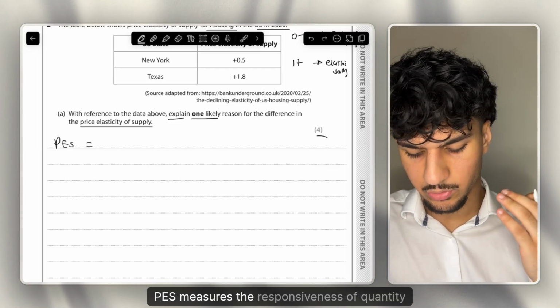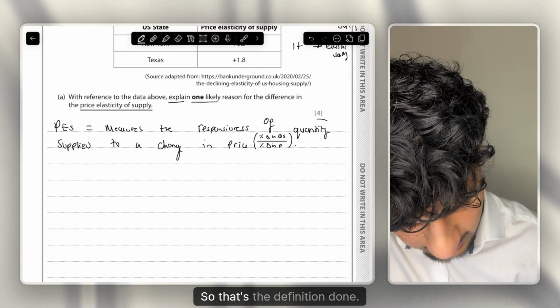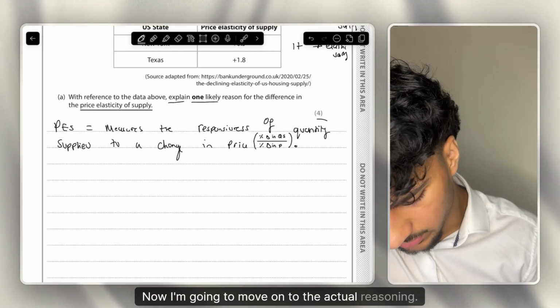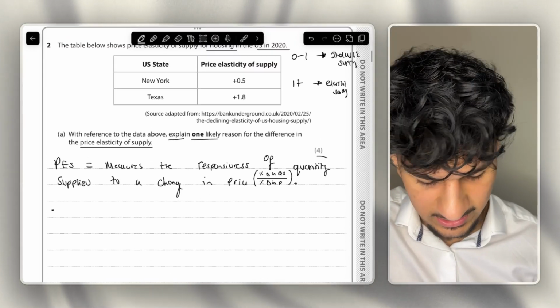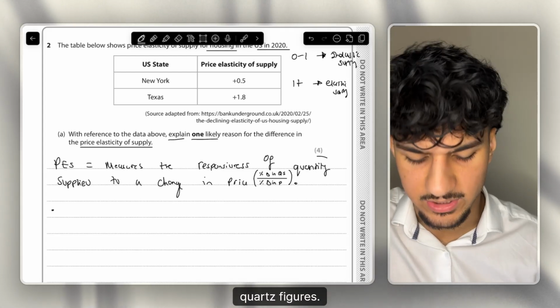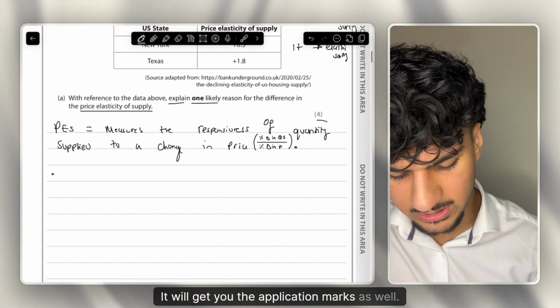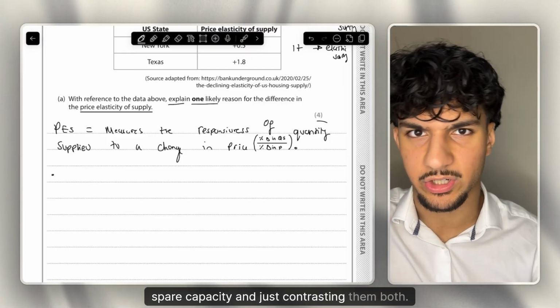PES measures the responsiveness of quantity supplied to a change in price. So that's the definition done. Now I'm going to move on to the actual reasoning. So one reason why New York has an inelastic supply compared to Texas's elastic supply, of course quoting the figures, will get you the application marks as well, then explaining that it's just due to the lack of spare capacity and just contrasting them both.